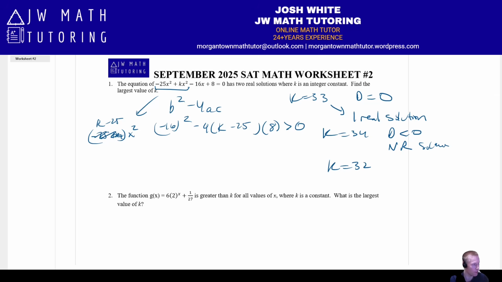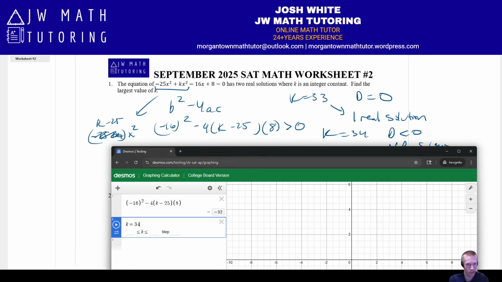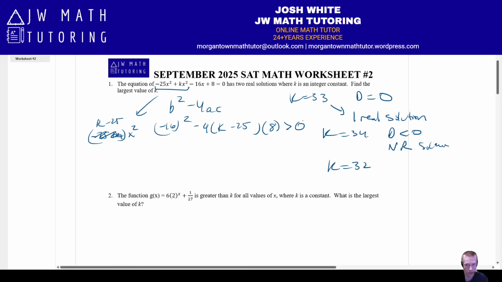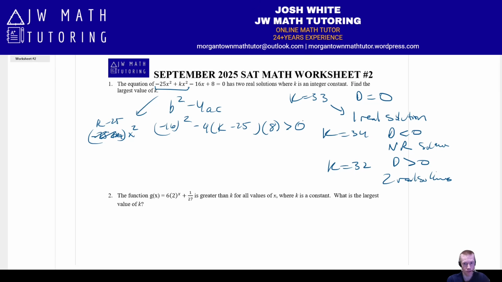So that's not going to be our answer. Should be 32, so let's go ahead and check that. Notice now I get a positive discriminant value, discriminant greater than 0. That means there are 2 real solutions. So therefore, what is the largest value of k? Well, it's just 32. That's our answer. That's what you would report.